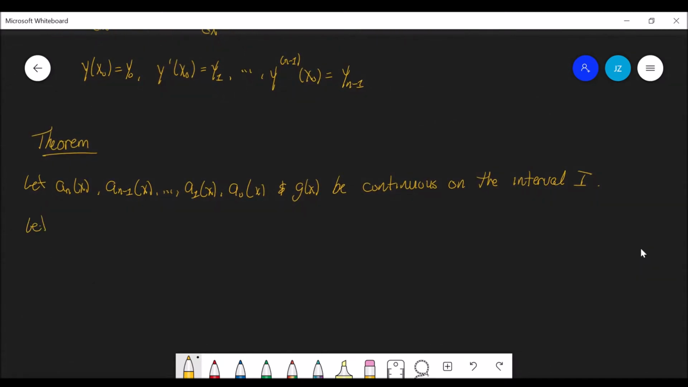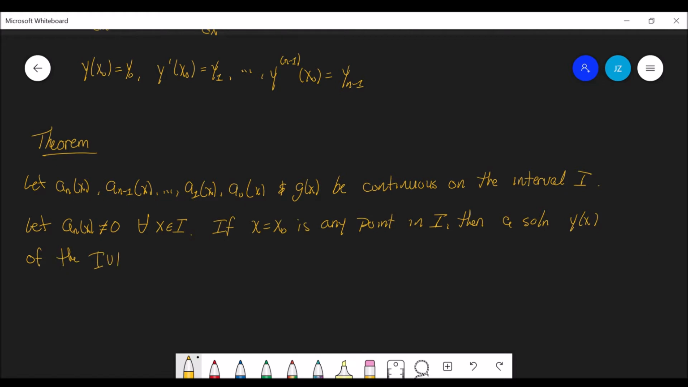We will also let a_n of x not be 0 for every x in this interval I. If x equals x naught is any point in I, then a solution y of x of the initial value problem given above exists on the interval and is unique.